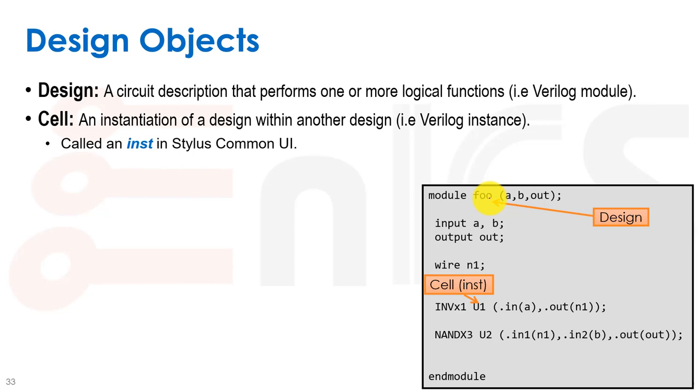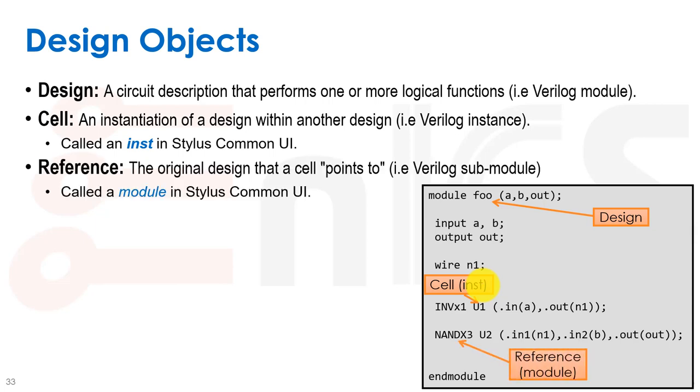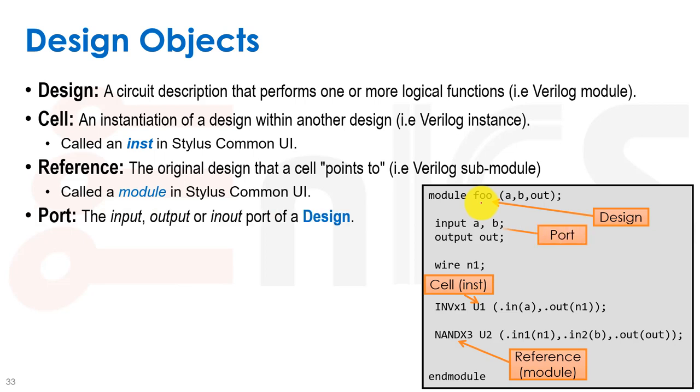Then we have something called a cell. A cell is an instantiation of some sort of a design inside a different scope. So for example, U1 is an instantiation of INV_X1, and this we call a cell. If we would do something like get_cells, we would receive something like U1. In parentheses here, we have the Cadence name, which is called an inst. The other side of this, the actual module that we're looking at, INV_X1, that's called a reference. So if we were to instantiate foo somewhere inside another scope, it would be known as a reference. In Cadence, this is called a module.